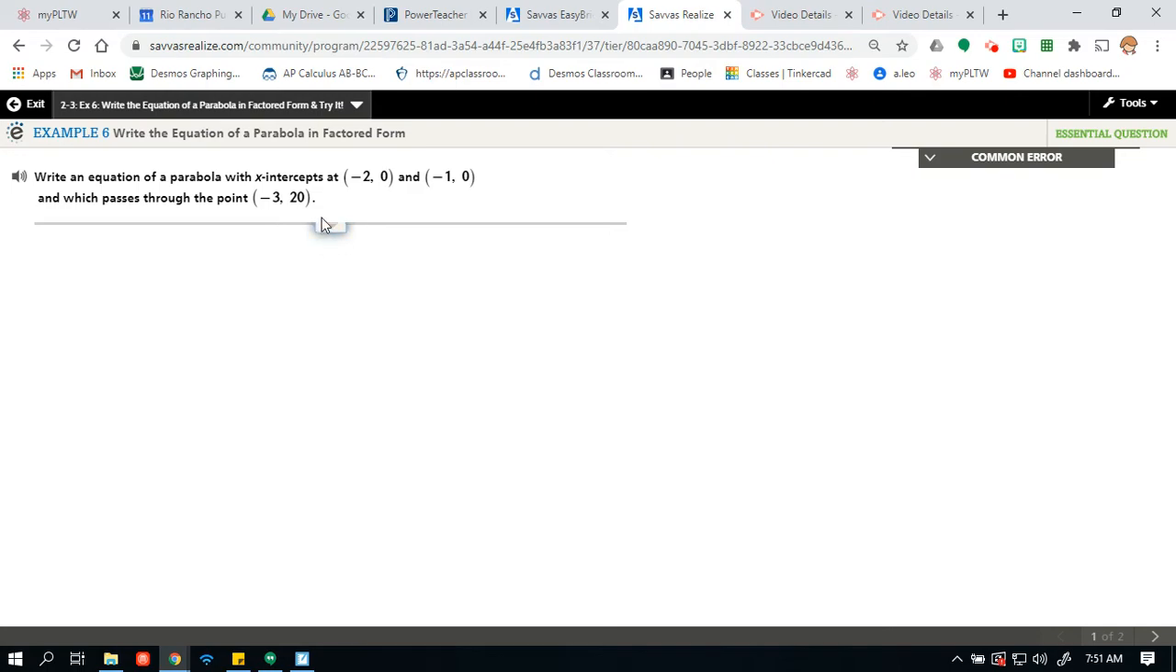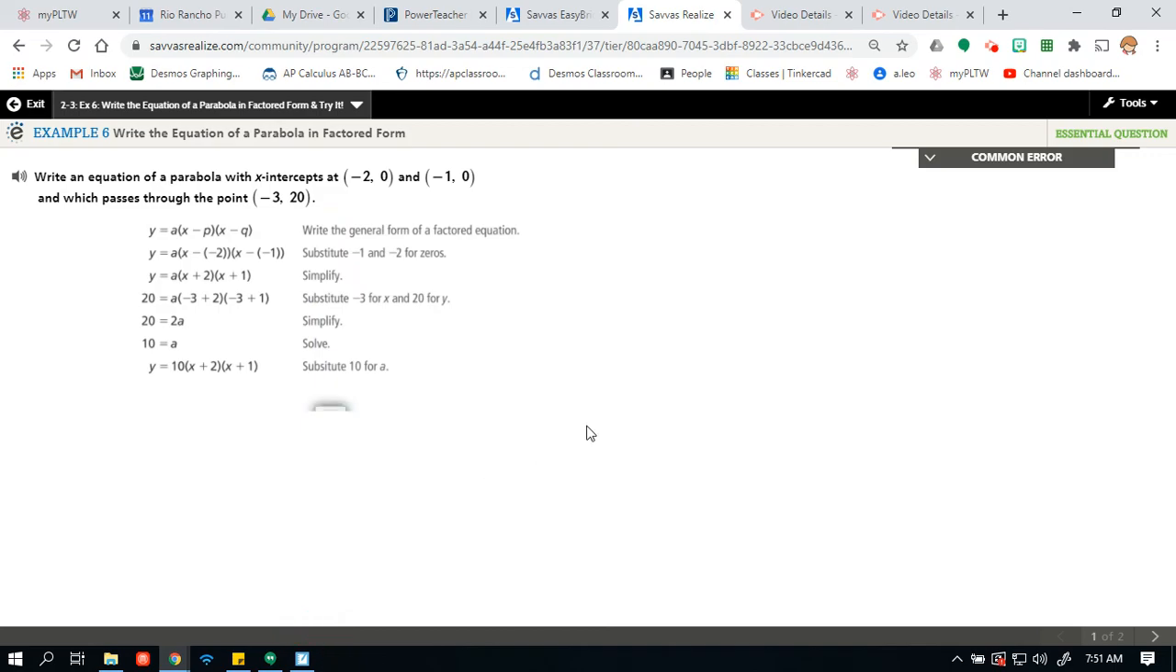Let's look at the books, because the book does have you answer these in specific ways. And they kept theirs in factored form, which is perfectly fine.